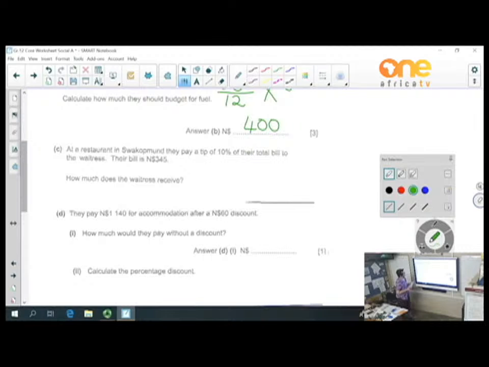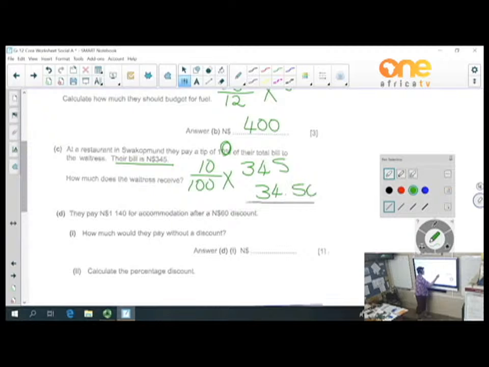At the restaurant in Swakop, they pay a tip of 10% of their total bill to the waitress. Now look at this one. The bill is $345. That's the final sum. How much does the waitress receive? Now, she gets 10% of that. So it is just 10%. Look again, the moment when we see that sign, we put it over 100 of 345. 10% of 345, and that is then $34.50. Look at it, 2 decimal places. Money, 2 decimal places. That's very important there.